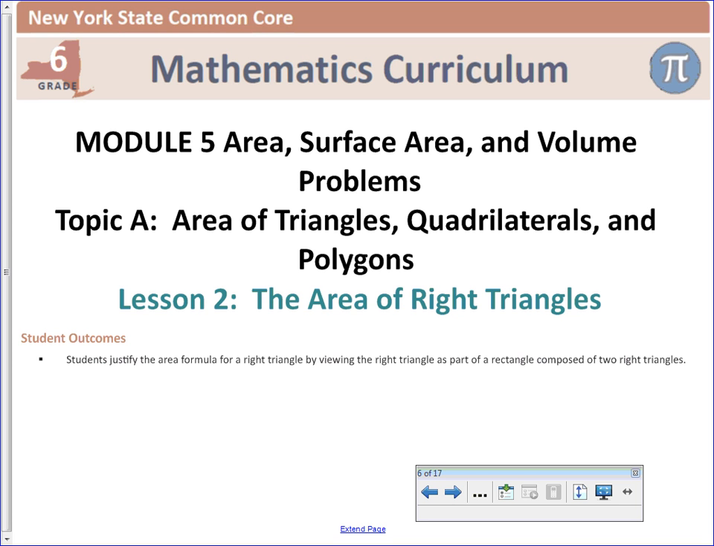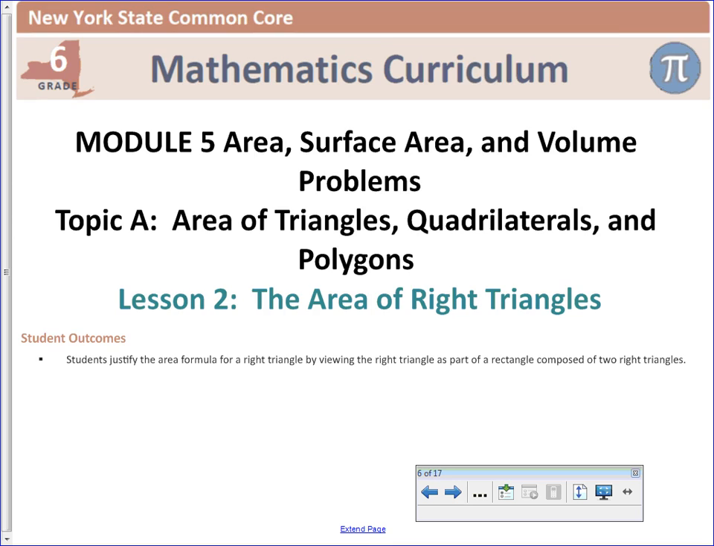Jump around a little bit. So I will tell you what pages you need to be on and so on. Today we're going to look at Module 5 Lessons 2 and 3 and 4. All three lessons, 2, 3, and 4, focus on the area of a triangle. We're just going to look at different types of triangles, okay?